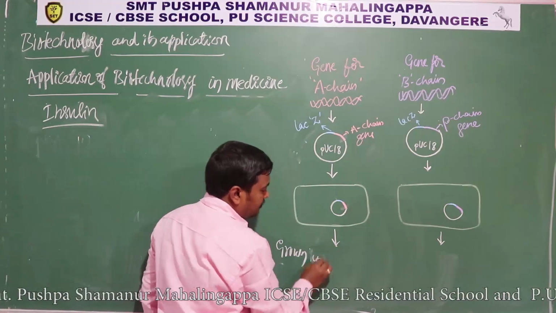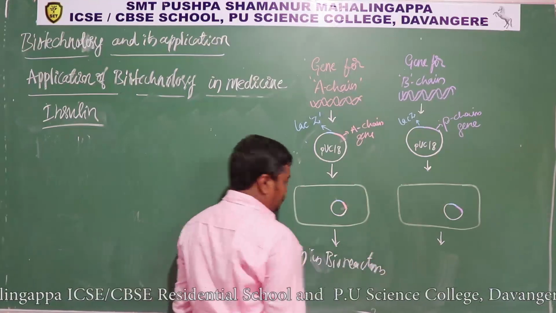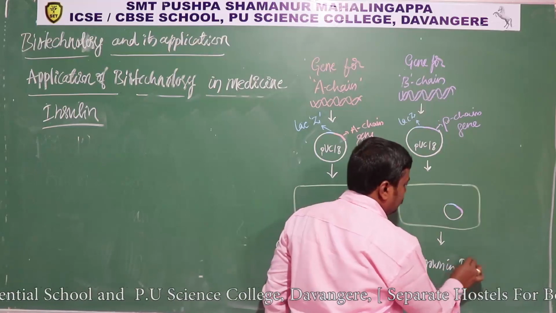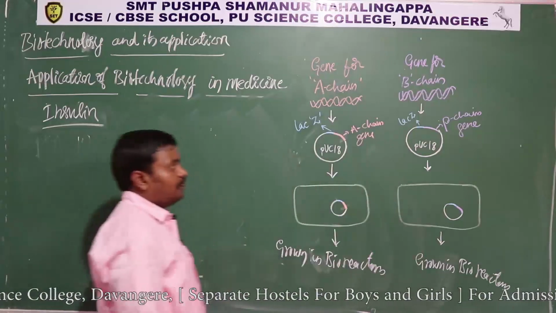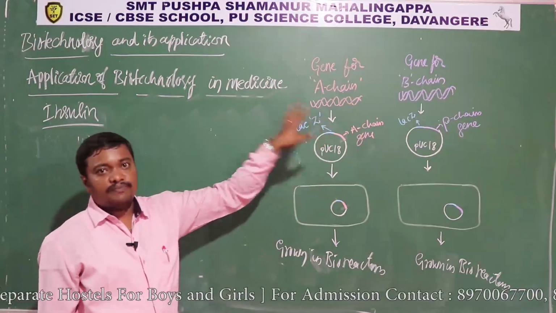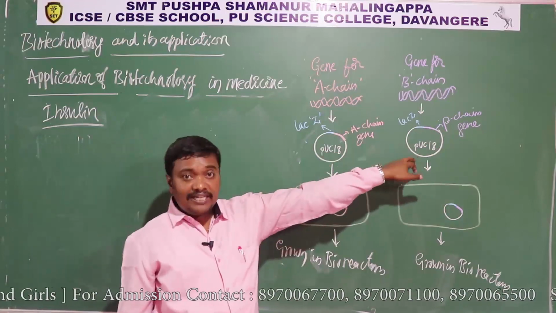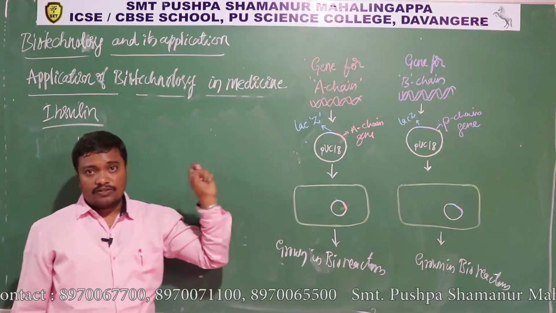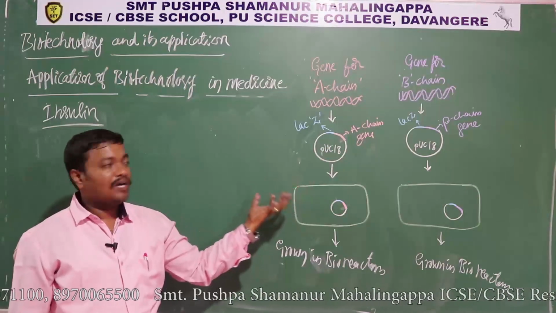Grown in bioreactors. Okay, so let me brief it. A chain and B chain are separately isolated from the B cells of pancreas. Then that A chain gene and B chain gene are separately introduced into the PUC18 plasmid near the LAC-Z gene. You know, this LAC-Z gene produces beta galactosidase. So when the plasmid has this beta galactosidase, it appears as a blue color colony.